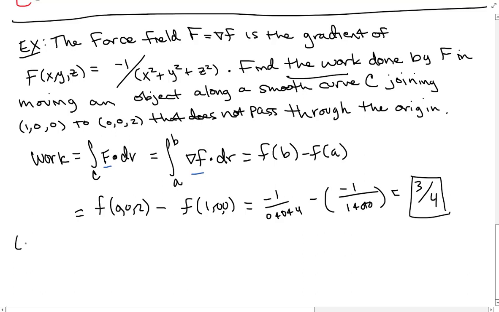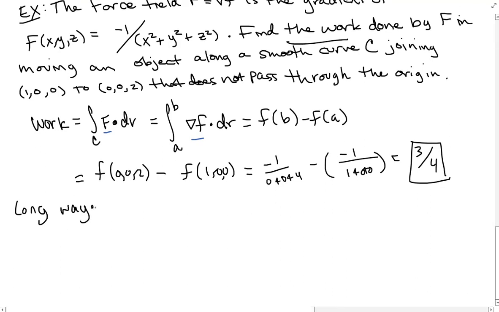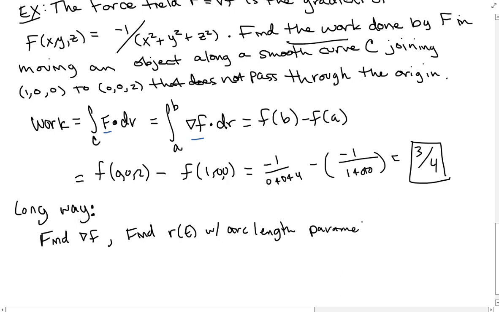Right, so what I want to show you, and we won't go through it, I just want to mention it, is the long way. So we're done with our answer, but here's the long way. If you wanted to do this without your fundamental theorem of line integrals, this is what you would have to do. You would first have to find the gradient of f, then we would have to find our parameterization for our curve. So we'll say find r of t, where arc length is going to be our parameterization for our curve, and then we would need to find the derivative of r.